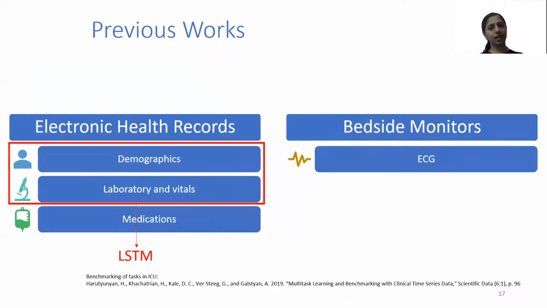So the state of the art for in-hospital mortality prediction has been obtained through LSTMs. So this benchmarking paper uses demographics and laboratory results and vitals measured by nurses. All of this data is available in the electronic health records. They do a missing value imputation of previous value being carried forward. So they do not handle the fact that the missing value in clinical context is informative.